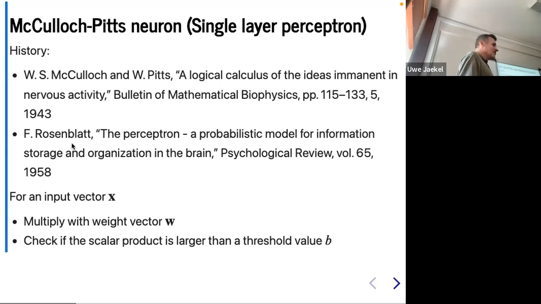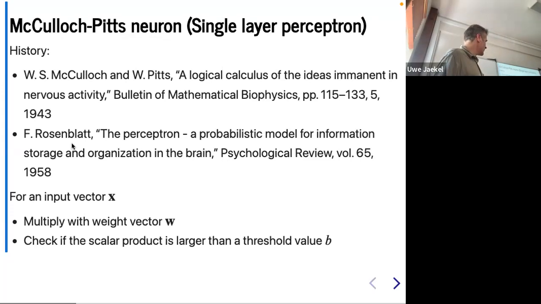And the idea is just what I said. You take the input vector, this two-dimensional vector. It could also be three or four or 100-dimensional. You multiply it with a weight vector. The interpretation of the weight vector is that it is the normal vector of this separating hyperplane, and then you check if the scalar product is larger than the threshold value b. Depending on that, you say this patient is sick, or a new incoming patient, you can classify him as sick or healthy, probably.